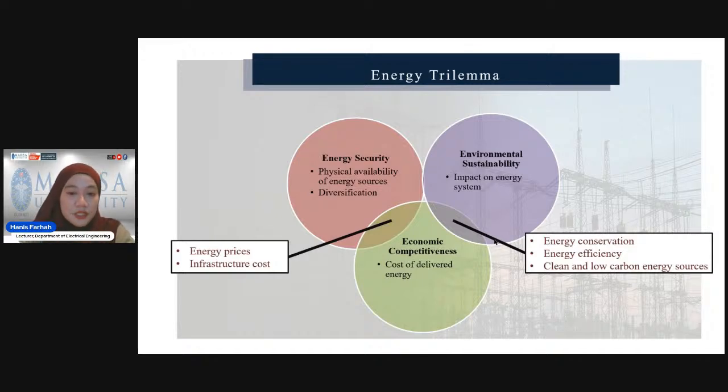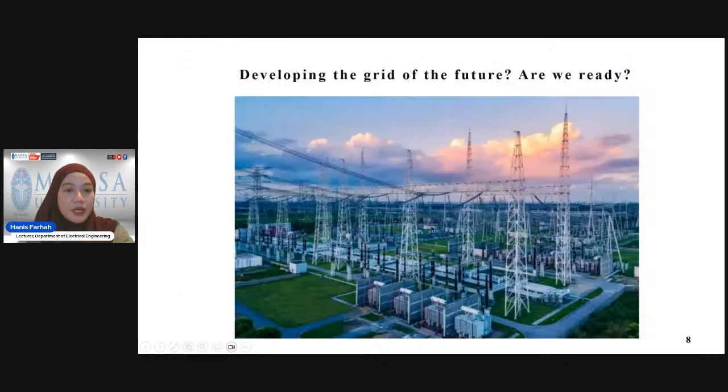Okay, so the next one is developing our future grid. Are we ready to develop the future grid system? As a leading Malaysian utility, TNB wants to create an advanced transmission and distribution grid that can support the country's energy transition goals for consumers. Why are they doing this? Because they aim to achieve net zero emissions by 2050.